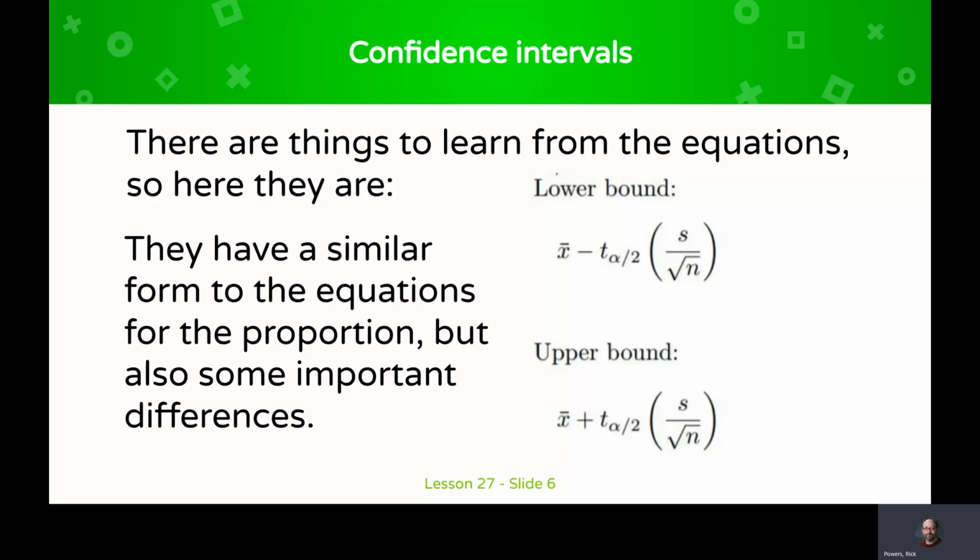There are things to learn from the equations, so here they are. The lower bound: x bar minus t subscript alpha over 2 multiplied by s over the square root of n. Upper bound: x bar plus t of alpha over 2 multiplied by s over the square root of n. They have a similar form to the equations for the proportion, but also some important differences.